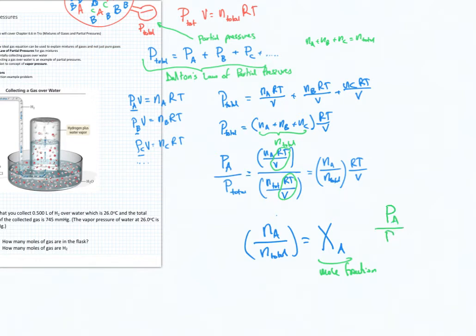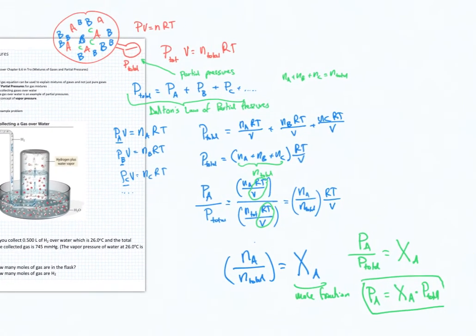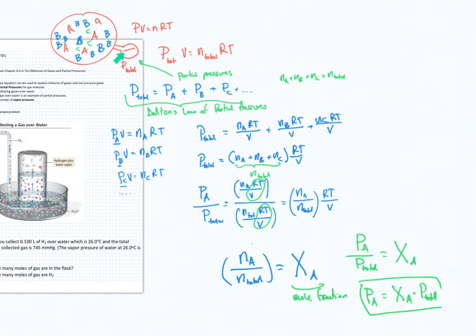So let's rewrite that in a little bit cleaner fashion. PA over P total is equal to the mole fraction of A. And actually, probably more useful, the pressure due to gas A is equal to the mole fraction of A times the total pressure. Why is that more useful? Well, if you remember back in my original drawing, we have the total pressure. That's usually pretty easy to get. That can be measured with a pressure gauge. So we know the total pressure. If we can figure out what that mole fraction is, then we're going to be able to find the partial pressure due to whatever that particular gas is.